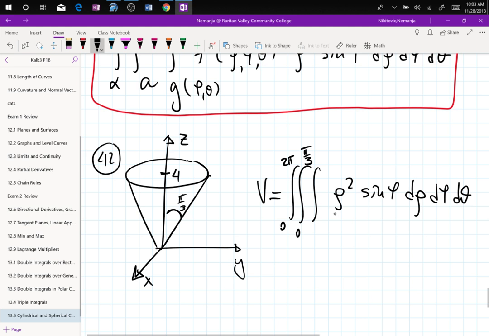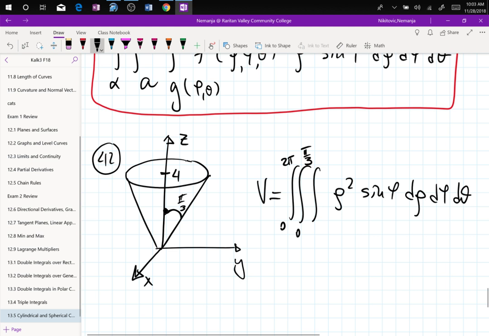So, 0 to pi over 3, good effort. 0 is at the z-axis, right? Remember that 0 is always that. And then we fall off by pi over 3, which is 60 degrees. And then we let it swing at pi over 3. It creates the cone.